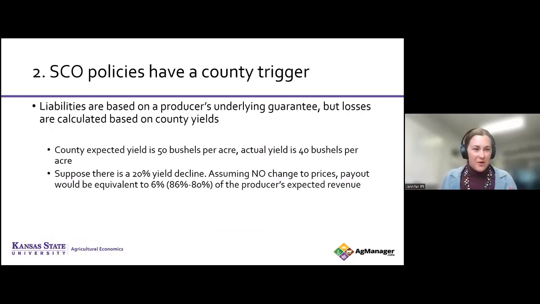Next, again, the county trigger. The liabilities are based on the producer's guarantee, but losses are based on county yields. So if your county expected yield is 50 and the actual yield is 40, that's a 20% yield decline. If you assume there's no change in prices, the payout is going to be equivalent to about 6% of the producer's expected revenue.